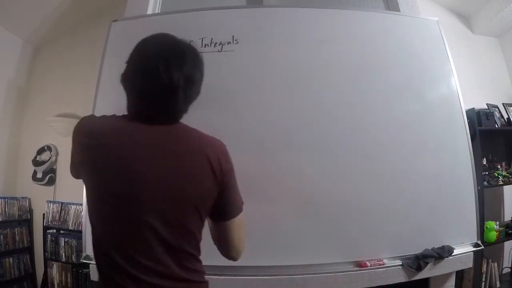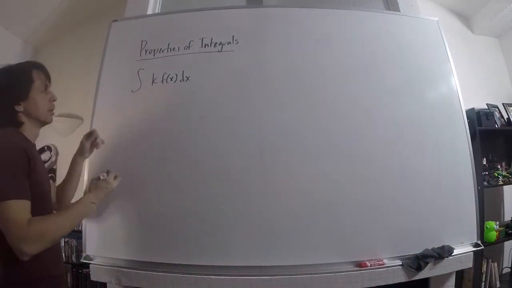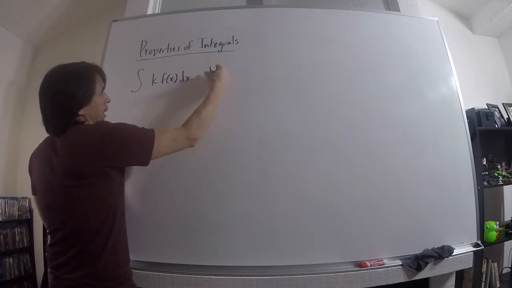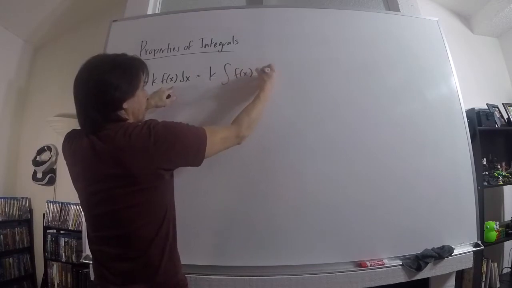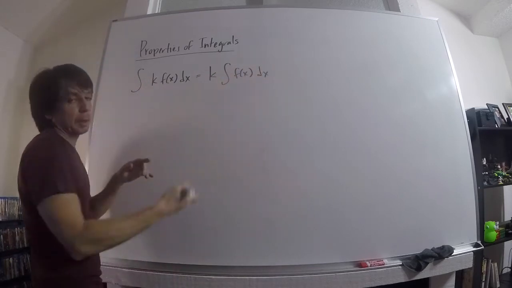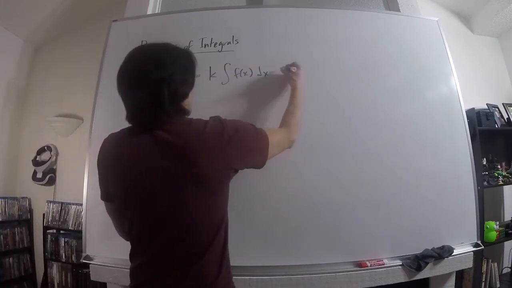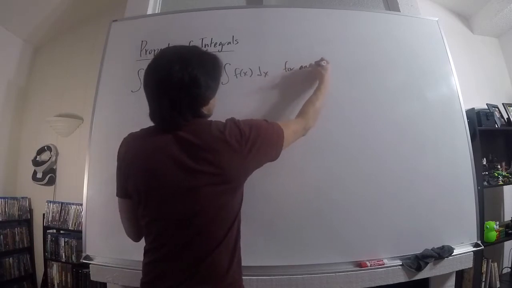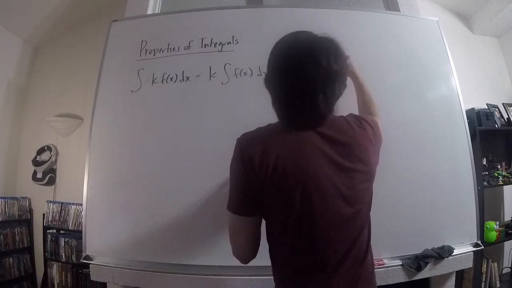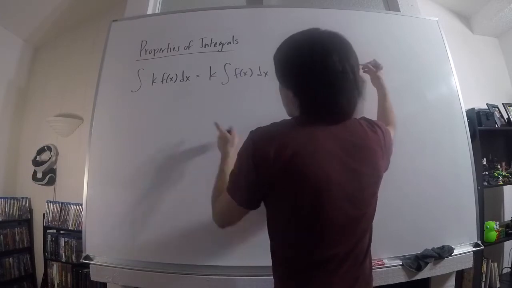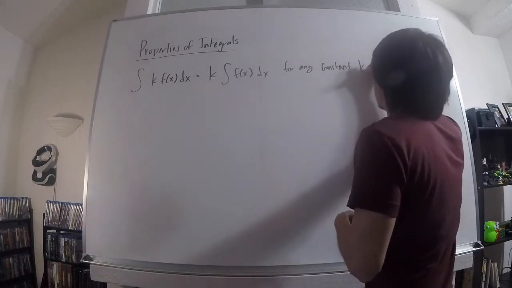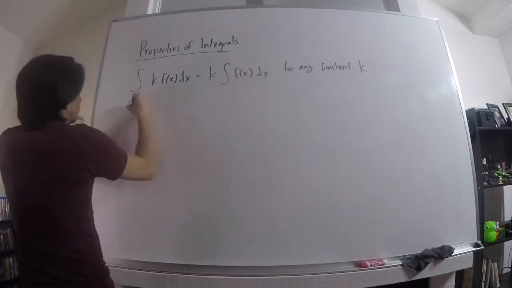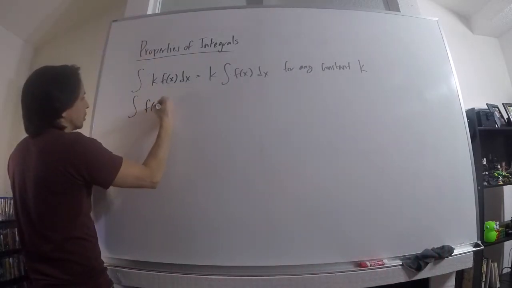If you have a constant out front times a function, you can just pull that constant out and focus on finding the antiderivative of f of x. So that k will be multiplied by whatever antiderivative you get. That'll be for any constant k. We had a similar thing for derivatives where you would just bring that constant down. There are not many properties for integrals.